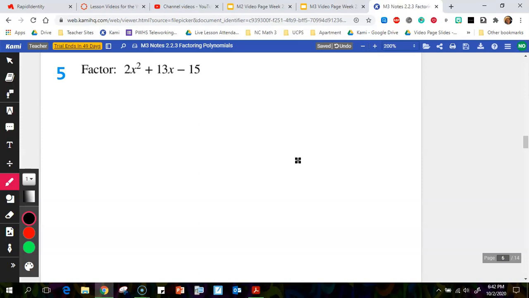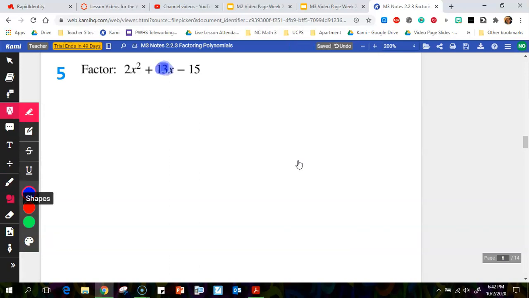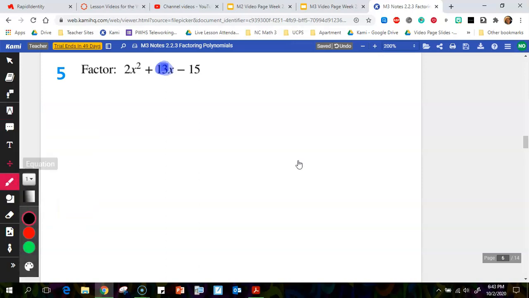Okay, so we need to split the middle term. So we're going to split the 13x into something plus something or something minus something. To do that, we're going to multiply the 2 times a -15. You know what, I'm not going to write that part. I think that's a little bit confusing. You multiply the 2 times the negative 15. That's negative 30.